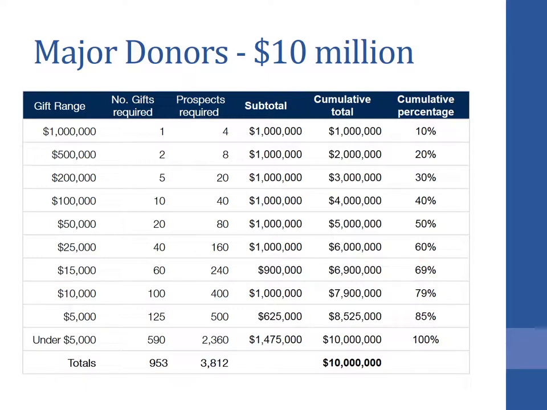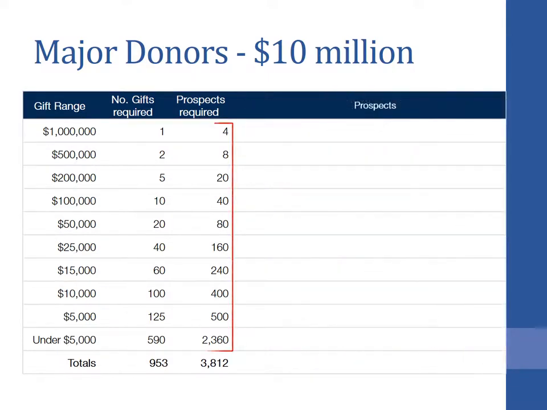In order to realize a $1 million gift, the campaign will need 4 qualified prospects capable of making a $1 million gift. In other words, it will take 4 $1 million donor prospects in order for the campaign to net a single $1 million gift, because of course not everyone you ask for $1 million will say yes.